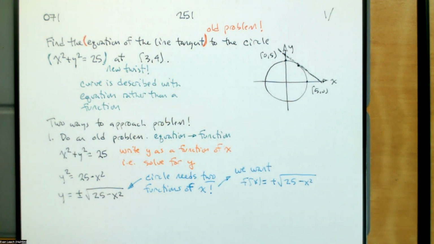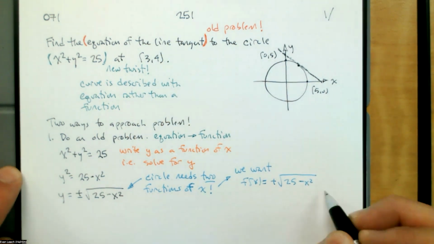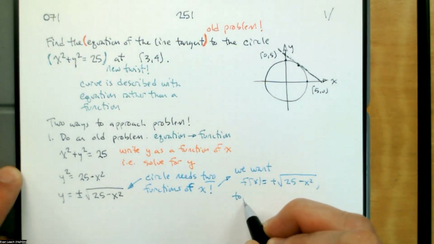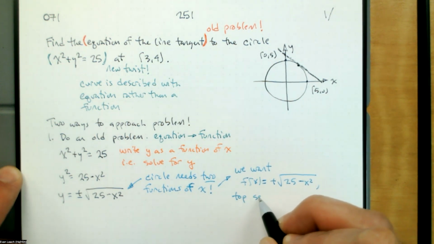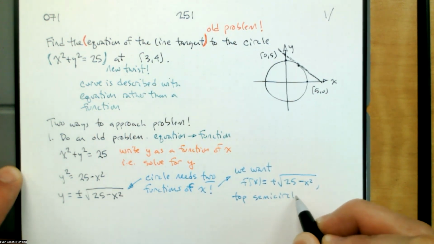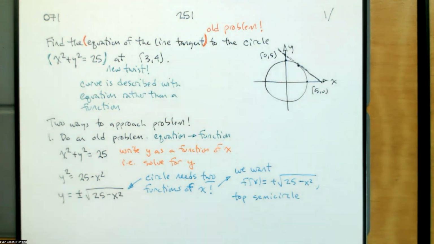We want f of x to be the positive square root of 25 minus x squared, because we're looking at a point on the top half of the circle where y is positive. The point that we're given has a positive value of y, so we want where y is positive. We want the top semicircle where y is positive.